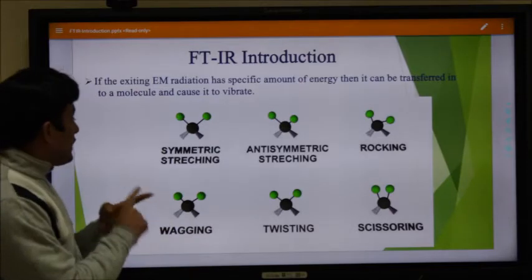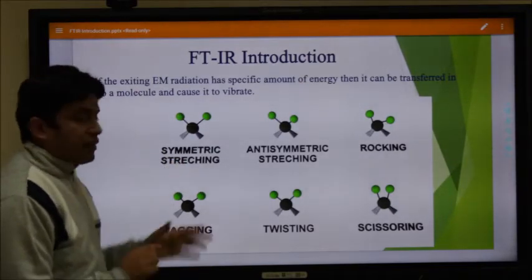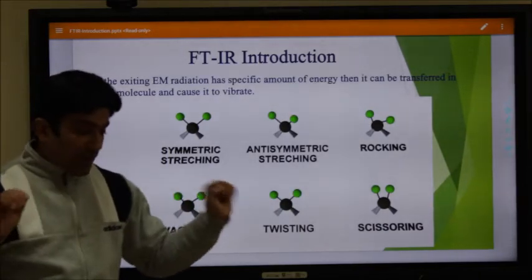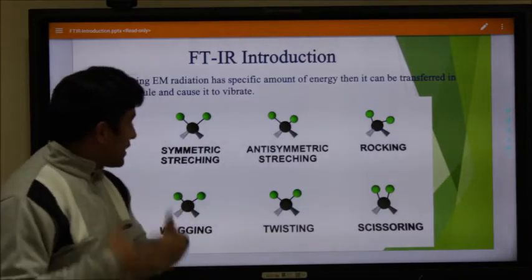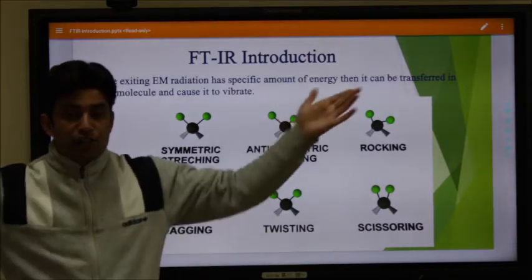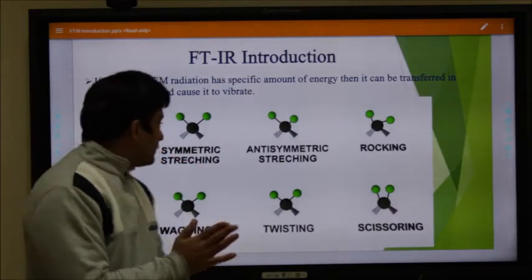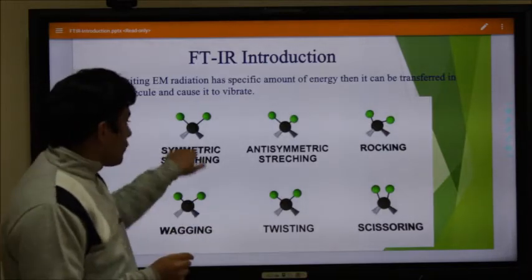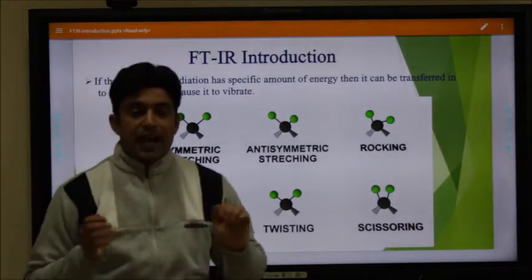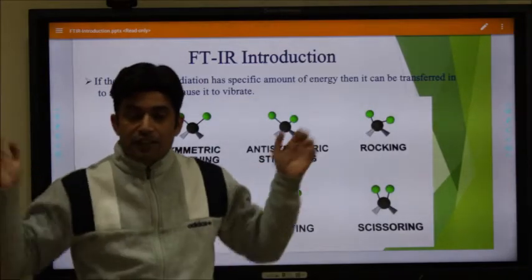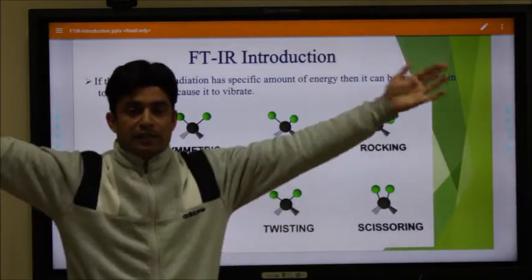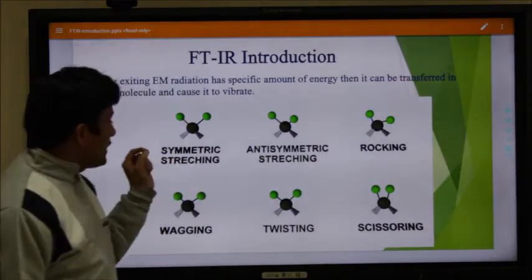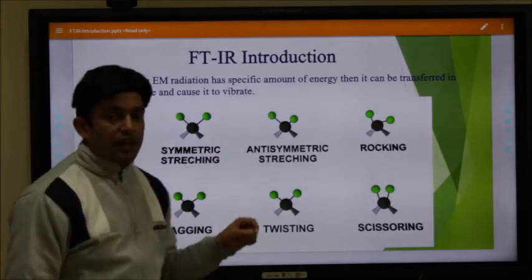Now, if I call it symmetric stretching, then what is the meaning of this word? It means that if I am a water molecule, here my central portion is the oxygen atom and these two are hydrogen atoms. In case of symmetric stretching, a radiation will fall on this molecule and the bonds will either compress at the same time or stretch at the same time. So this will be the movement. This is called symmetric stretching.